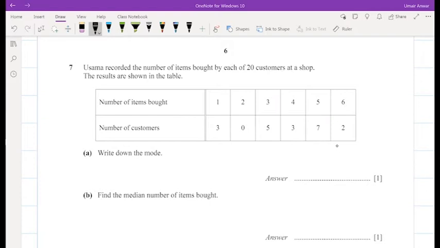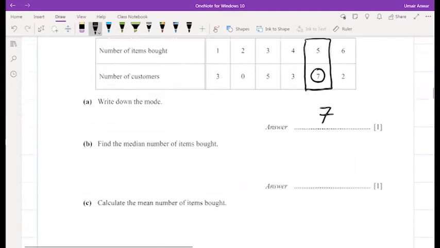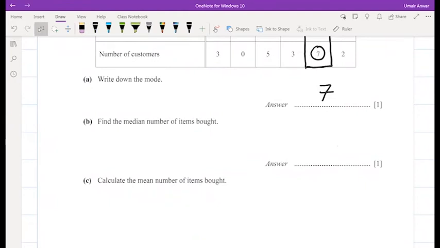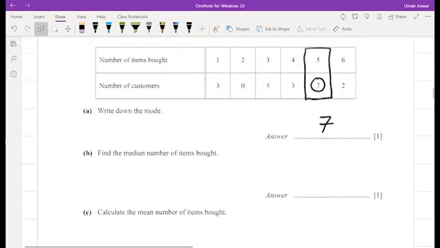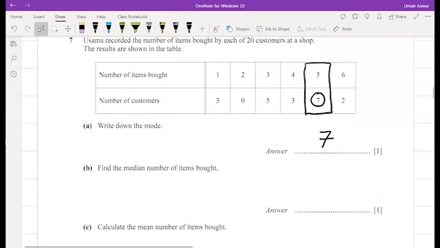Now we need to remember this, that the mode is the number and the element of data which has the highest frequency. And here we can see that the number of items bought, 5, has the highest frequency, which is 7. So this is going to be our mode, and the answer is 7. Part B says find the median number of the items bought.